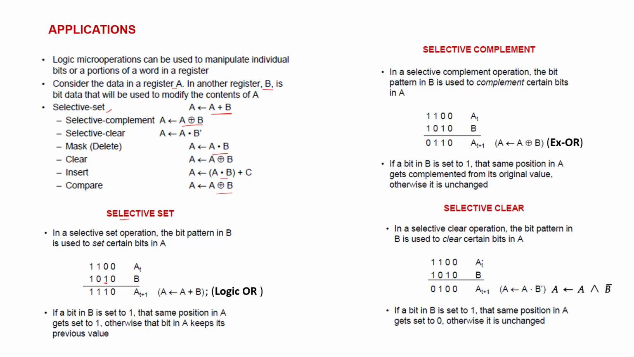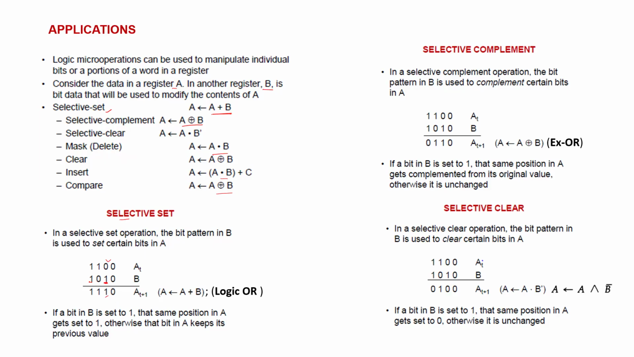Whenever the contents of register B is 1, then the corresponding bit of register A is going to be what? This value is going to be set to 1. Okay. So here you are seeing that B is 1 and the corresponding bit of register A is what here? 0. So finally that 0 is changed to 1.